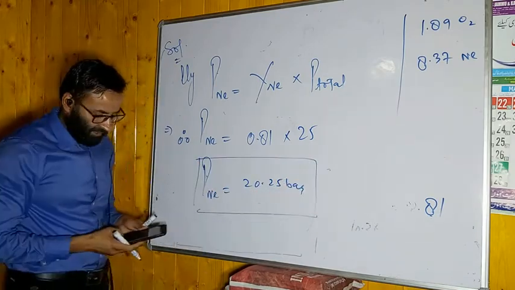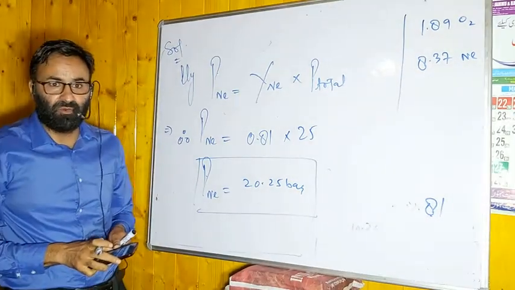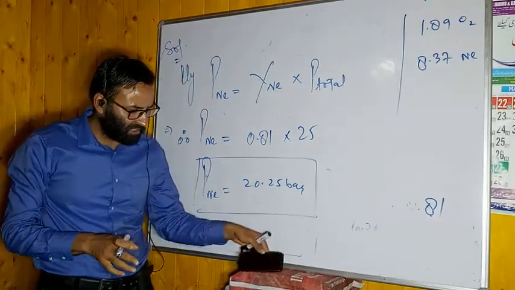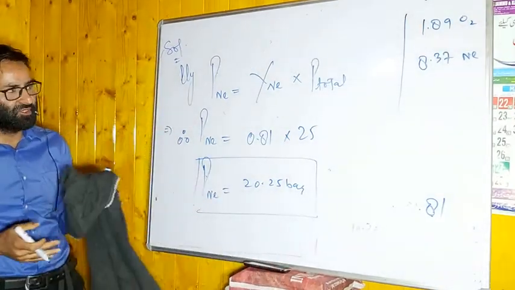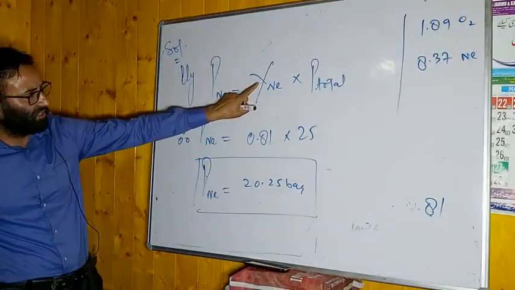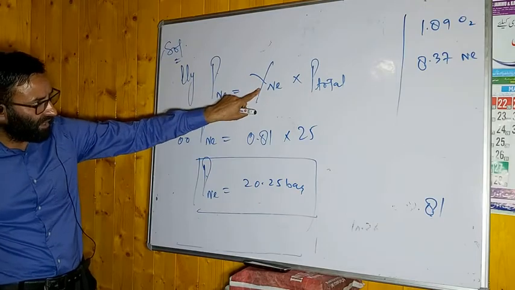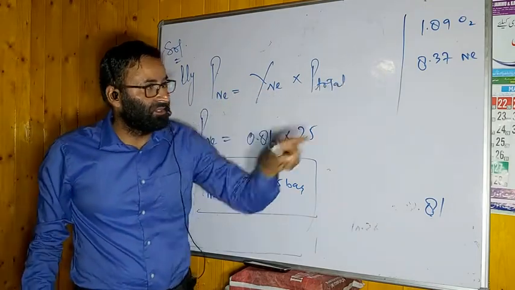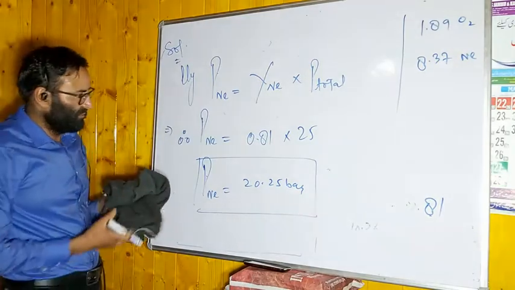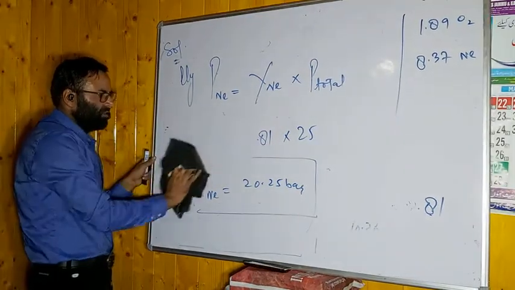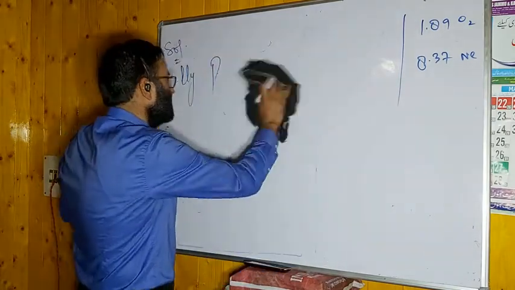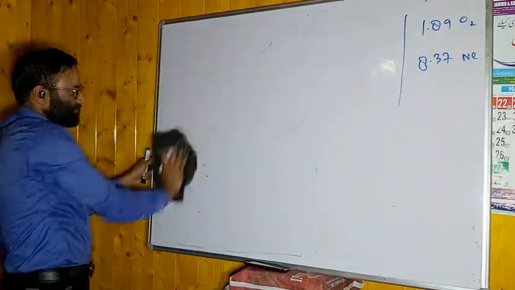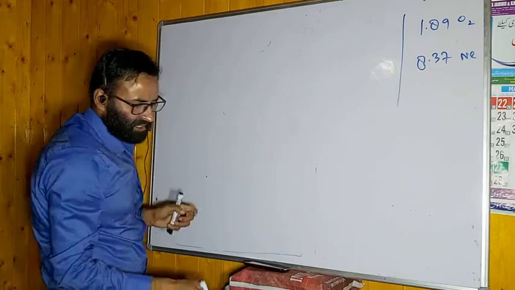Remember this point. Whenever a problem comes on how to determine the partial pressure of a gas in a mixture, you must determine the mole fraction. To determine the mole fraction, you have to determine the number of moles. Remember this point. Now you can solve more problems on Dalton's law of partial pressures on this very application. Now we have to discuss a very important topic.